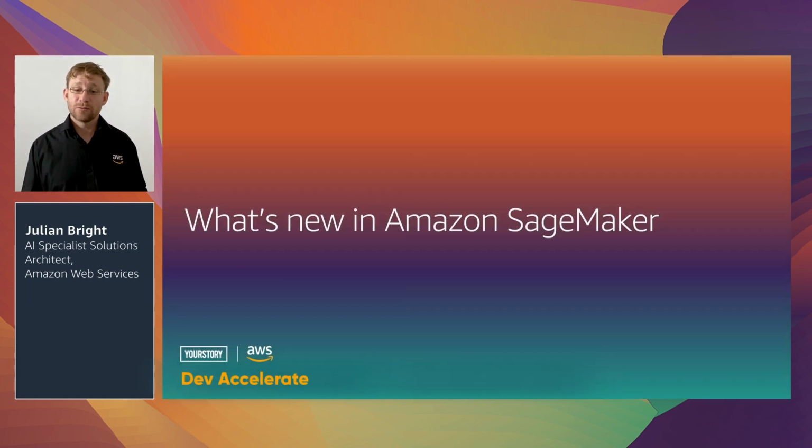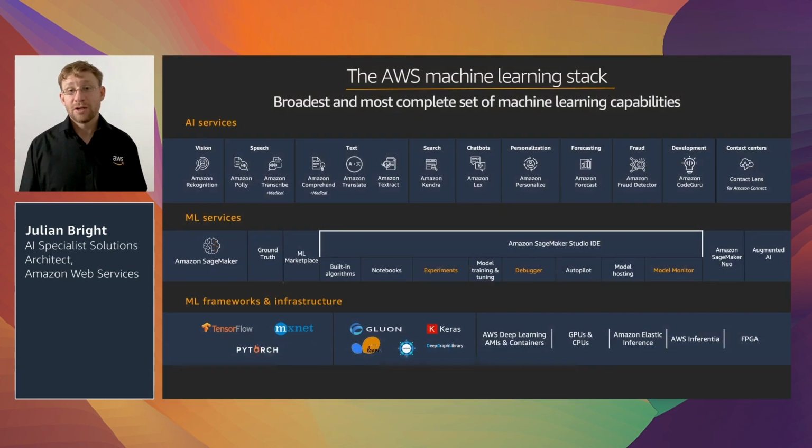So let's talk about what's new in Amazon SageMaker to enable some of these challenges to be improved from the end user perspective. AWS has a very wide, broad and deep machine learning capability. In addition to our high-level AI services for developers, we're going to focus on the machine learning services today, and in particular some new capabilities in SageMaker, which is the Amazon SageMaker machine learning platform solution.